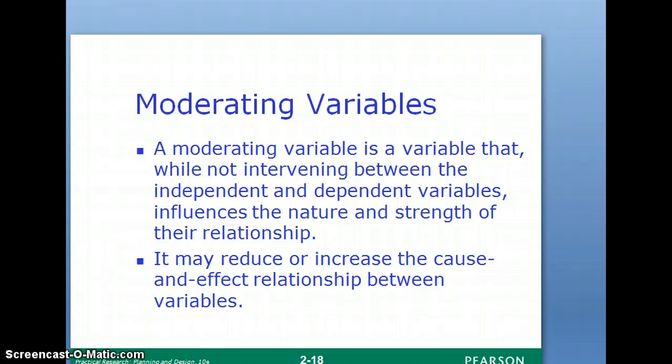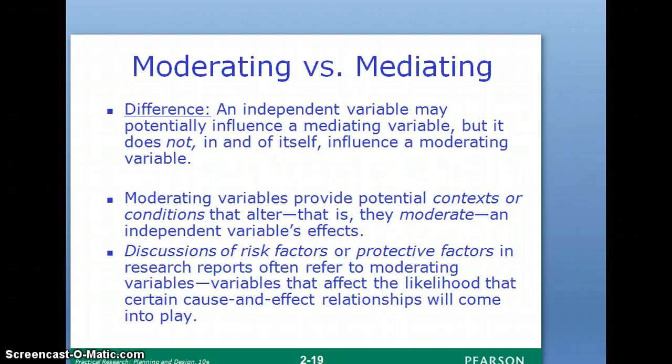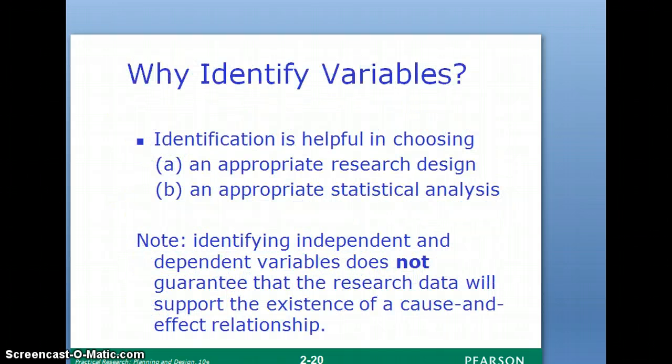You should read examples of cases of research where it includes those 2 dependent and independent variables, and the other 2 variables, moderating and mediating variables. There are some cases and there are some answers for identifications of each one of those variables in these cases. Why we identify the variables? Identifications is helpful in choosing an appropriate research design and an appropriate statistical analysis.